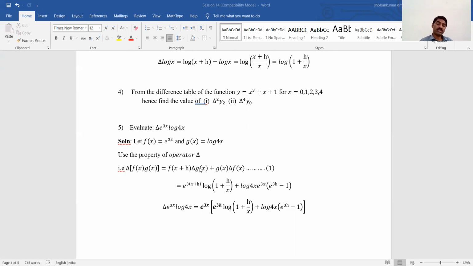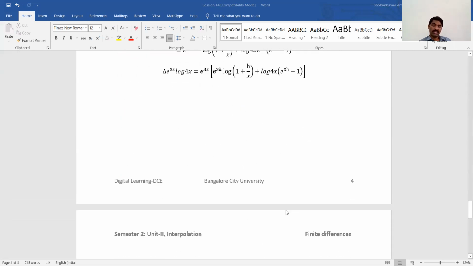Delta g of x is equal to g of x plus h minus g of x. Simplify that. Here we already simplified in the earlier problem. Delta log x is nothing but log of 1 plus h by x, plus g of x, you can write down as it is, log 4x, into delta f of x. Same property we can use. Delta f of x is f of x plus h minus f of x, and simplifying, we get e raised to 3x into e power 3h minus 1. Therefore, delta of e raised to 3x log 4x is e power 3x into e power 3h log of 1 plus h by x plus log of 4x into e power 3h minus 1.